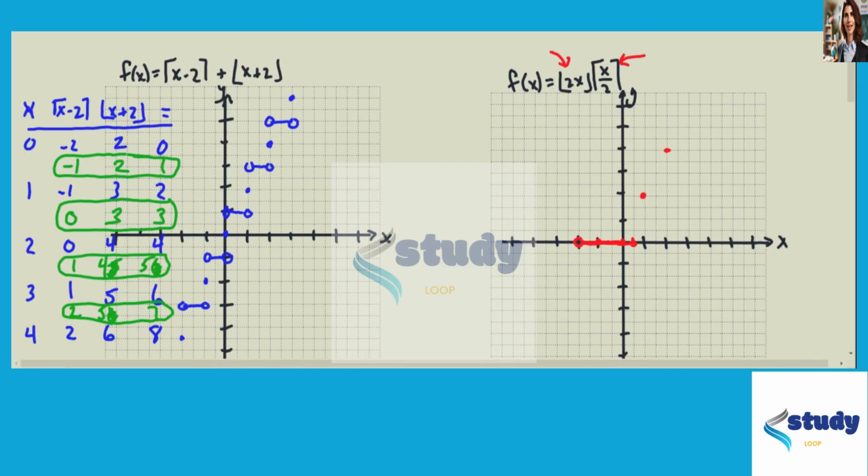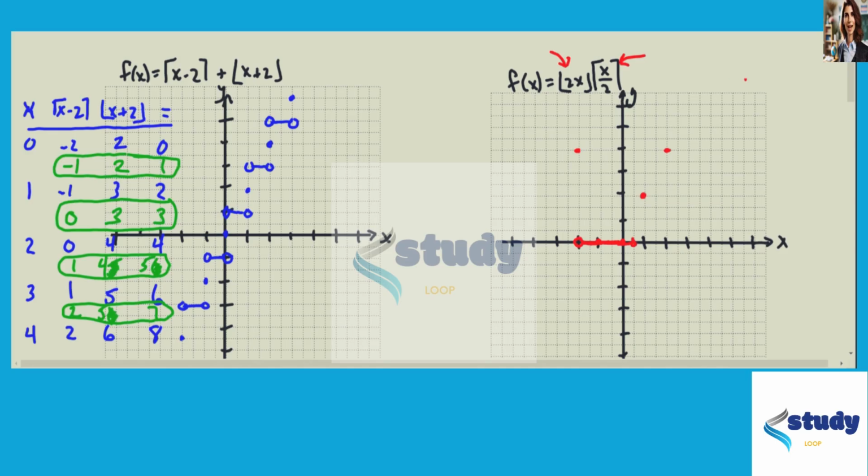Now, that is just at -2. But what happens when x equals -2? Well, the first one will be -4. The second one will be -1. That's going to be a value of 4. Oop, and I'm over one too far. There we go.